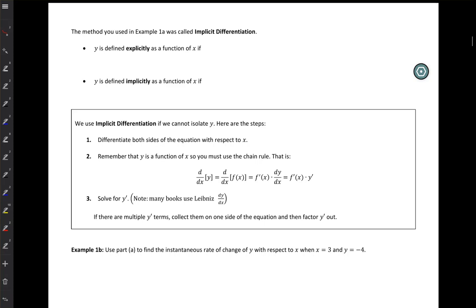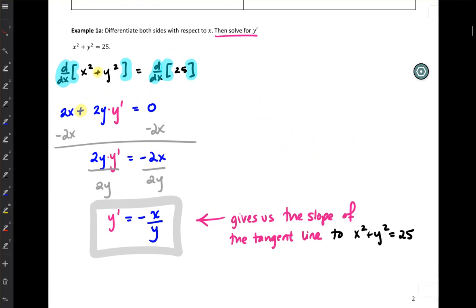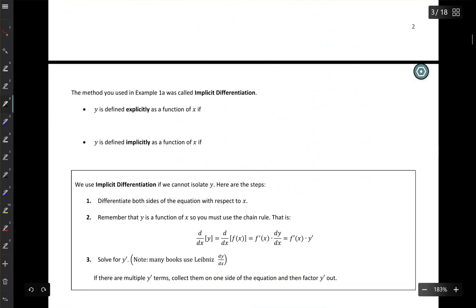All right, so the method that we actually used in example 1 is called implicit differentiation. What does this mean? Well, first let's talk about the word explicit. If y is defined explicitly as a function of x, what do we mean? We mean we can solve for y. We can make y equal x stuff. Y is equal to some x stuff.